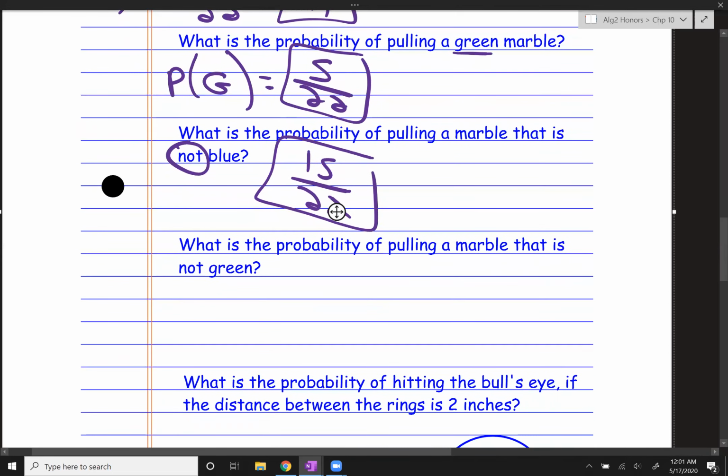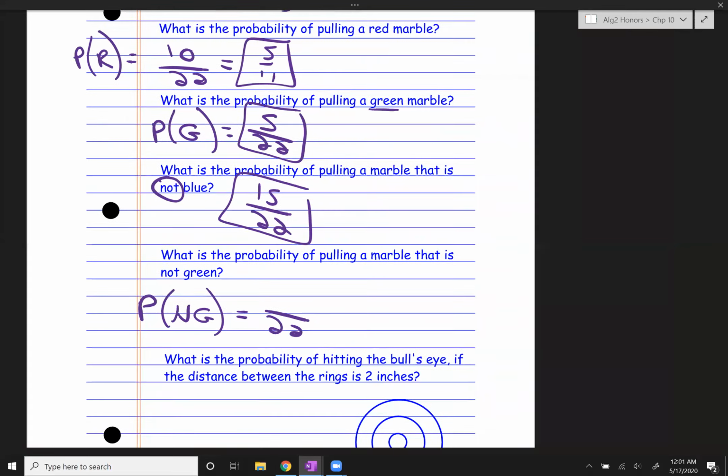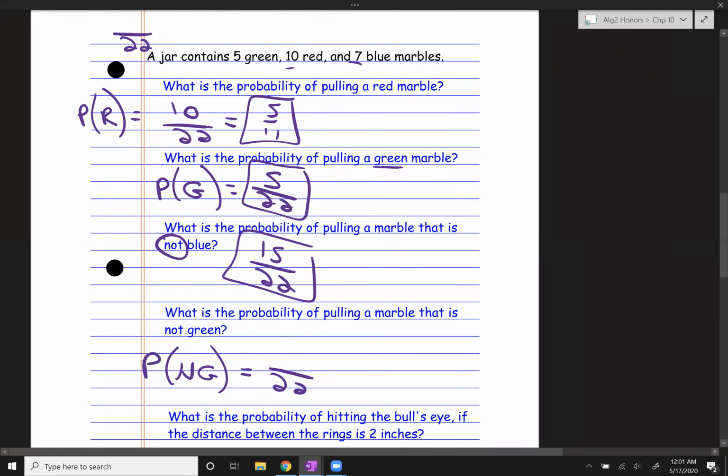Okay, so probability of not green. Sometimes you might see this as an NG to say not green. Once you have the context of the question, I could have said NB up above there. So here, that means we're going to take out the green ones. And I went too far. I don't remember how many there were. No green, so that makes it 17 out of 22, and that does not reduce. Okay, so a couple of different ways to lay those out.